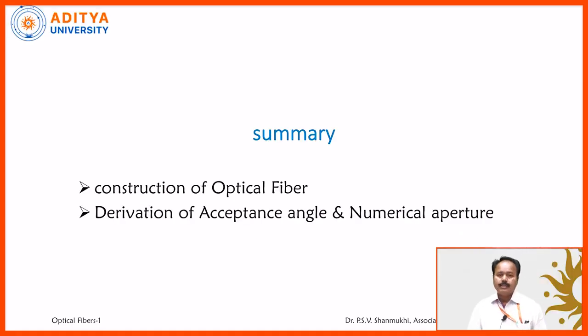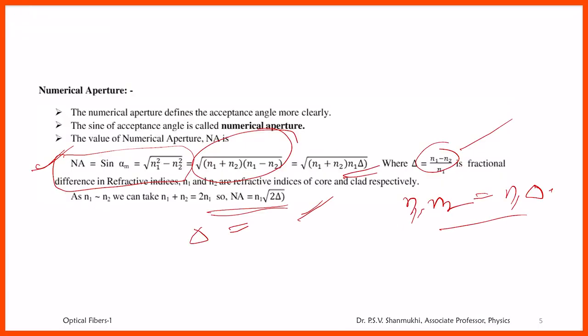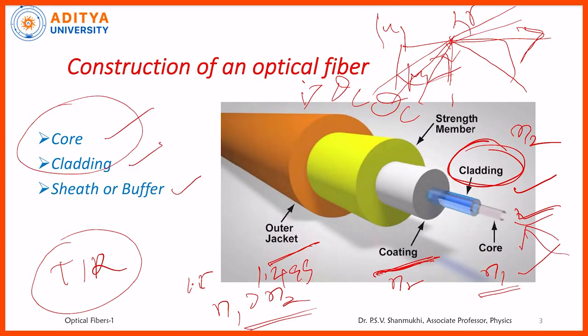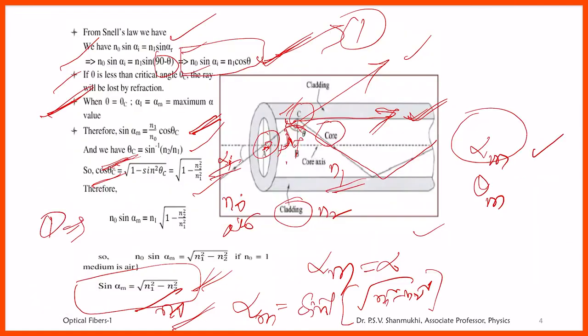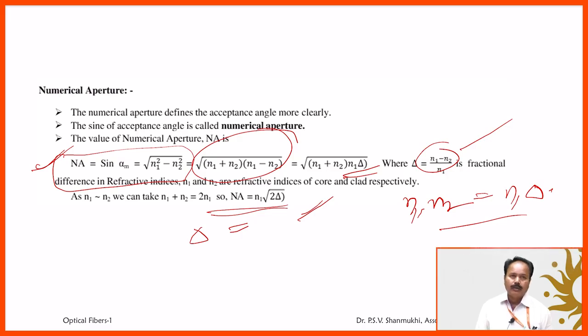So, actually in this topic, what we have discussed is the construction of an optical fiber, the major parts of an optical fiber: core, cladding, outer sheet, buffer, etc. What is the condition for the propagation of light? That is total internal reflection, and afterwards what should be the maximum angle for the propagation of light, that is the acceptance angle. Later on we have discussed the numerical aperture, in terms of the fractional index difference also.